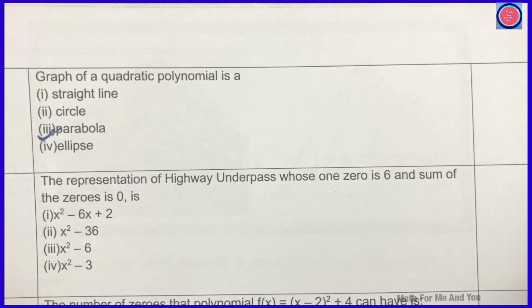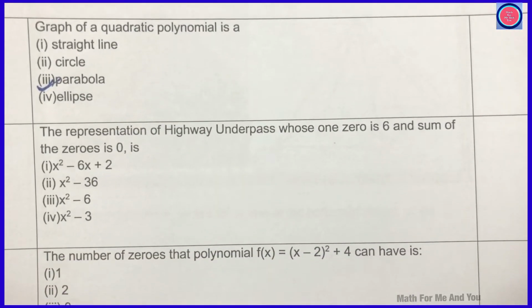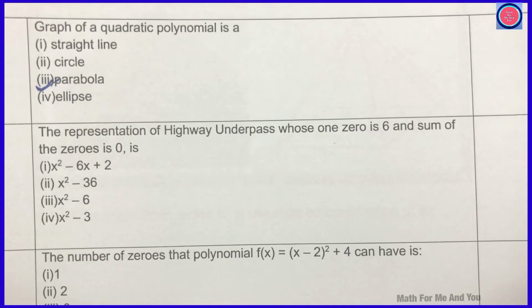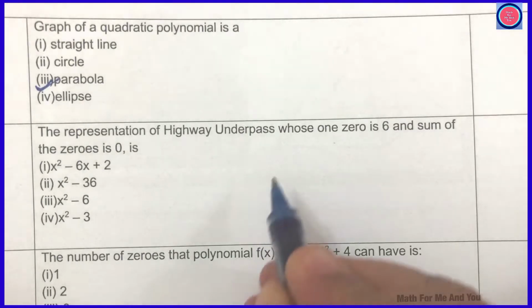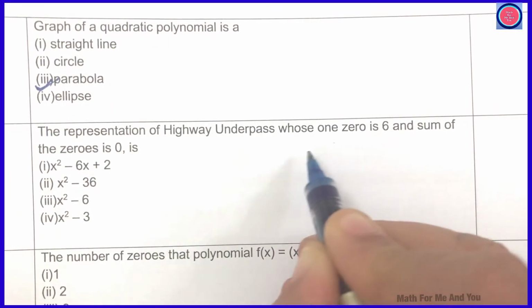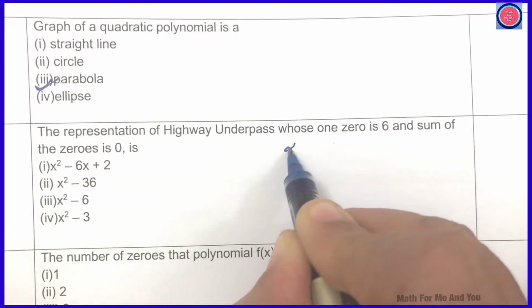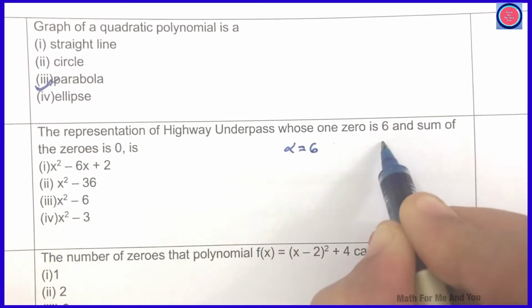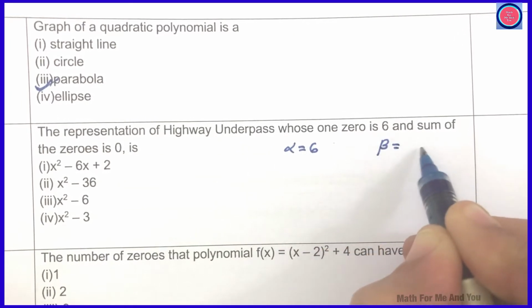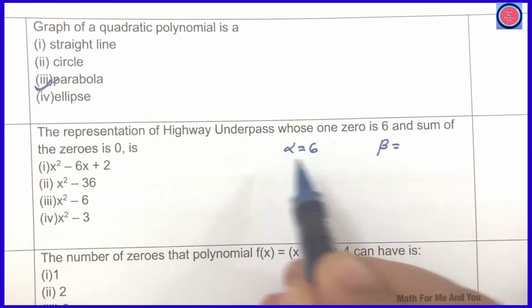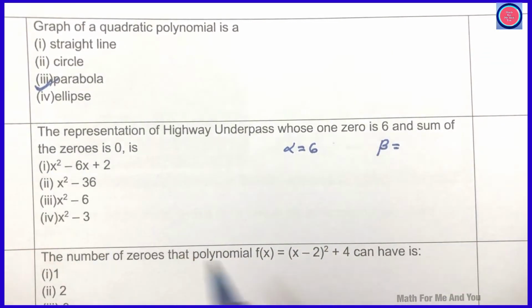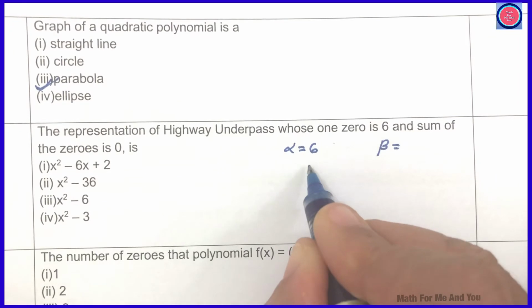Next one. The representation of highway underpass whose one zero is 6 and a sum of zeros is 0. The question asks us to write the quadratic polynomial because we already discussed that the shape of this highway is a parabolic shape. That means here we get quadratic. One of the zeros is 6. That means alpha equals 6. The second zero we don't know. But this condition is sum of the zeros is 0.